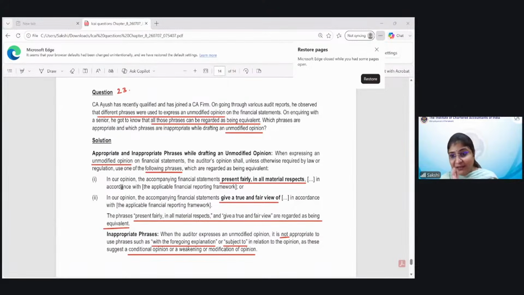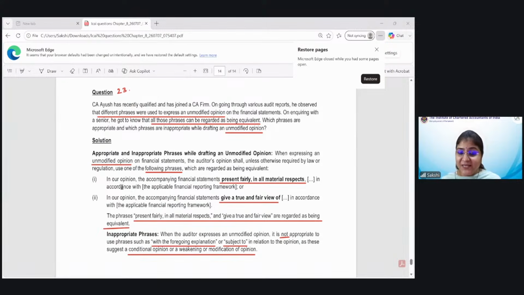Present fairly in all material respects. Second, in our opinion, the accompanying financial statements give a true and fair view in accordance with the applicable financial reporting framework. So either you write "give a true and fair view" or "present fairly, in all material respects." Repeat with me: present fairly in all material respects and give a true and fair view.